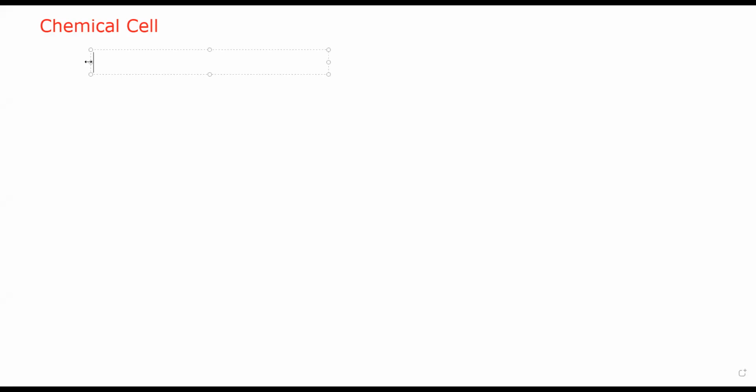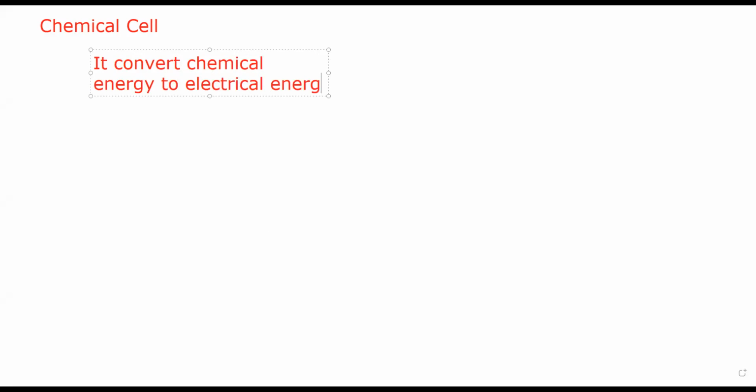It converts chemical energy to electrical energy. So basically a chemical cell is a device which converts the chemical energy to electrical energy, or it can produce electricity. How it works? Working.